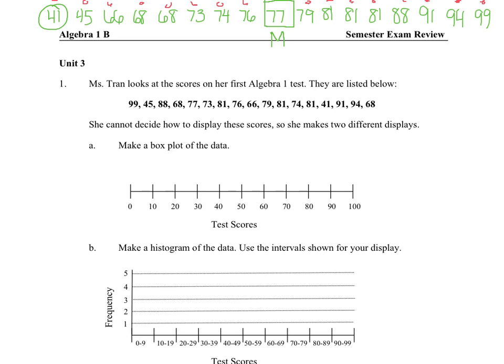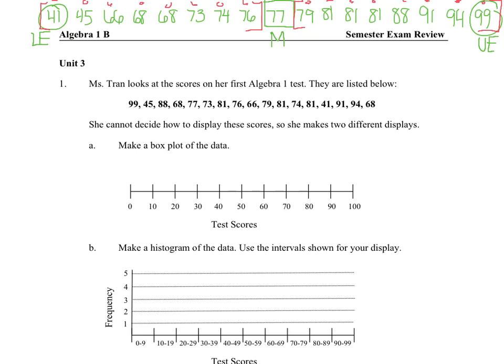We also know that our lower extreme is going to be 41 and our upper extreme is going to be 99. Next, we need to find our lower quartile and our upper quartile. To find the lower quartile, we're taking the median of the lower half of the data. Upper quartile is going to be the median of the upper half of the data. We never include the median, so if there were an even number of data points and your median was in between two numbers, you would include those two numbers. You just don't include the median.